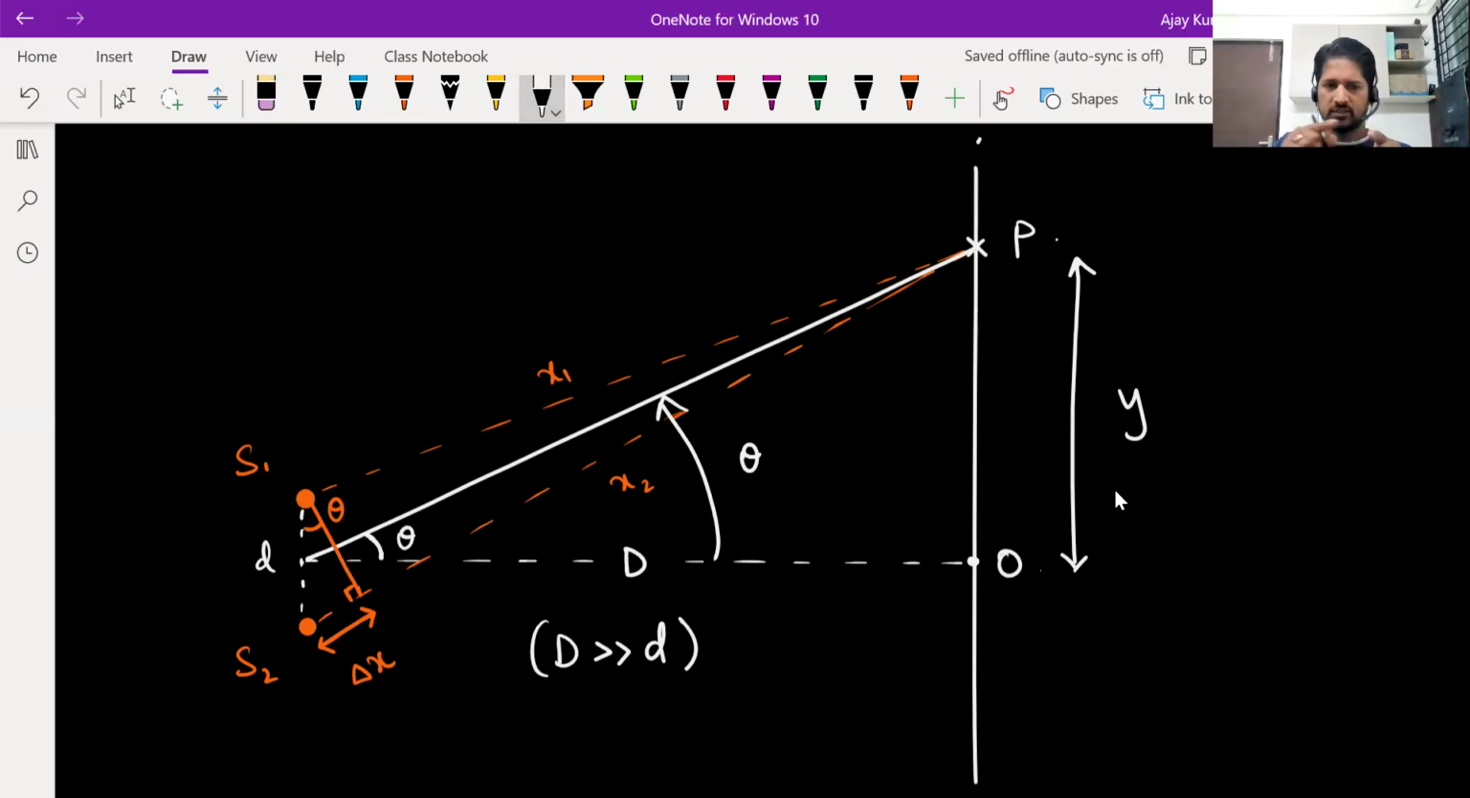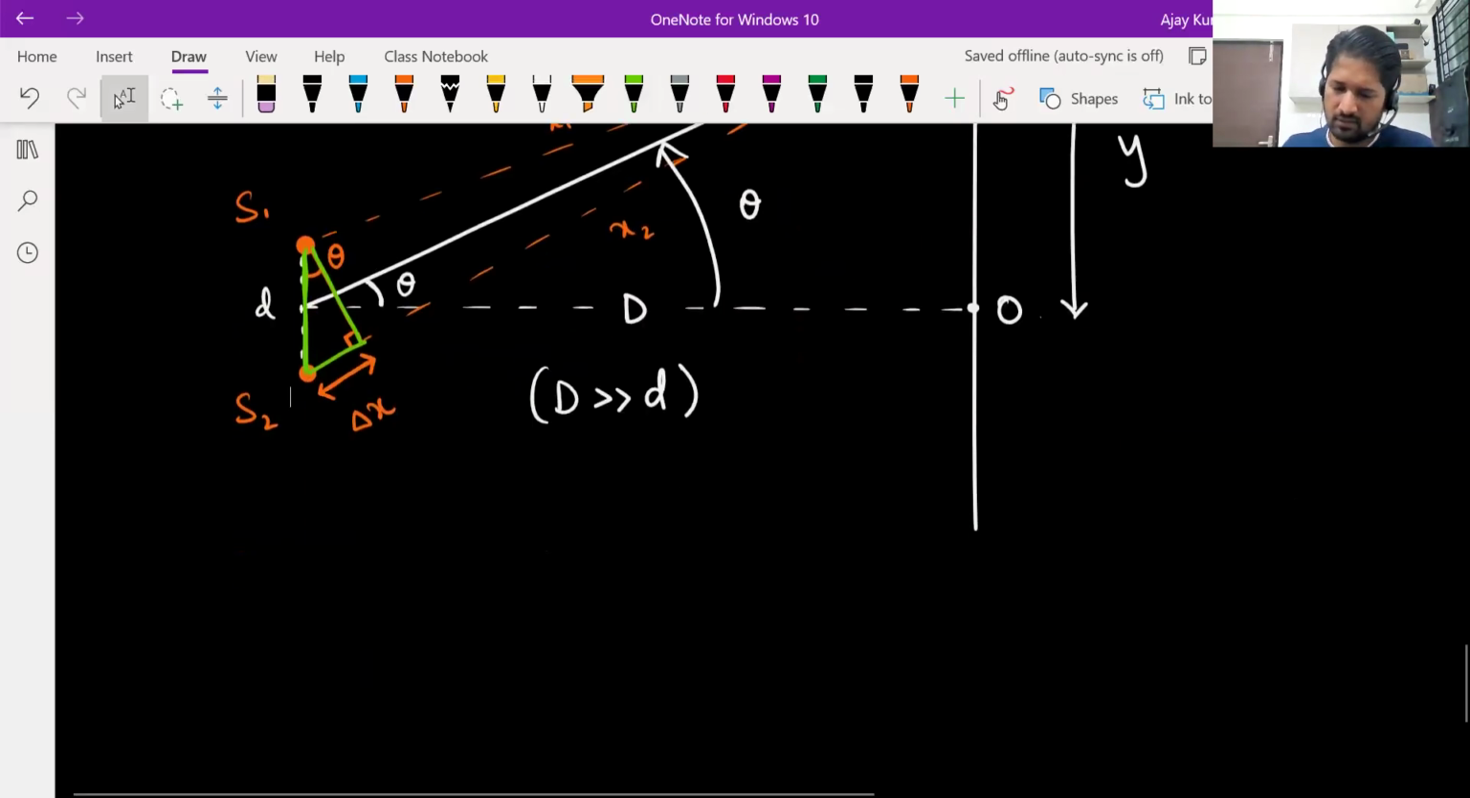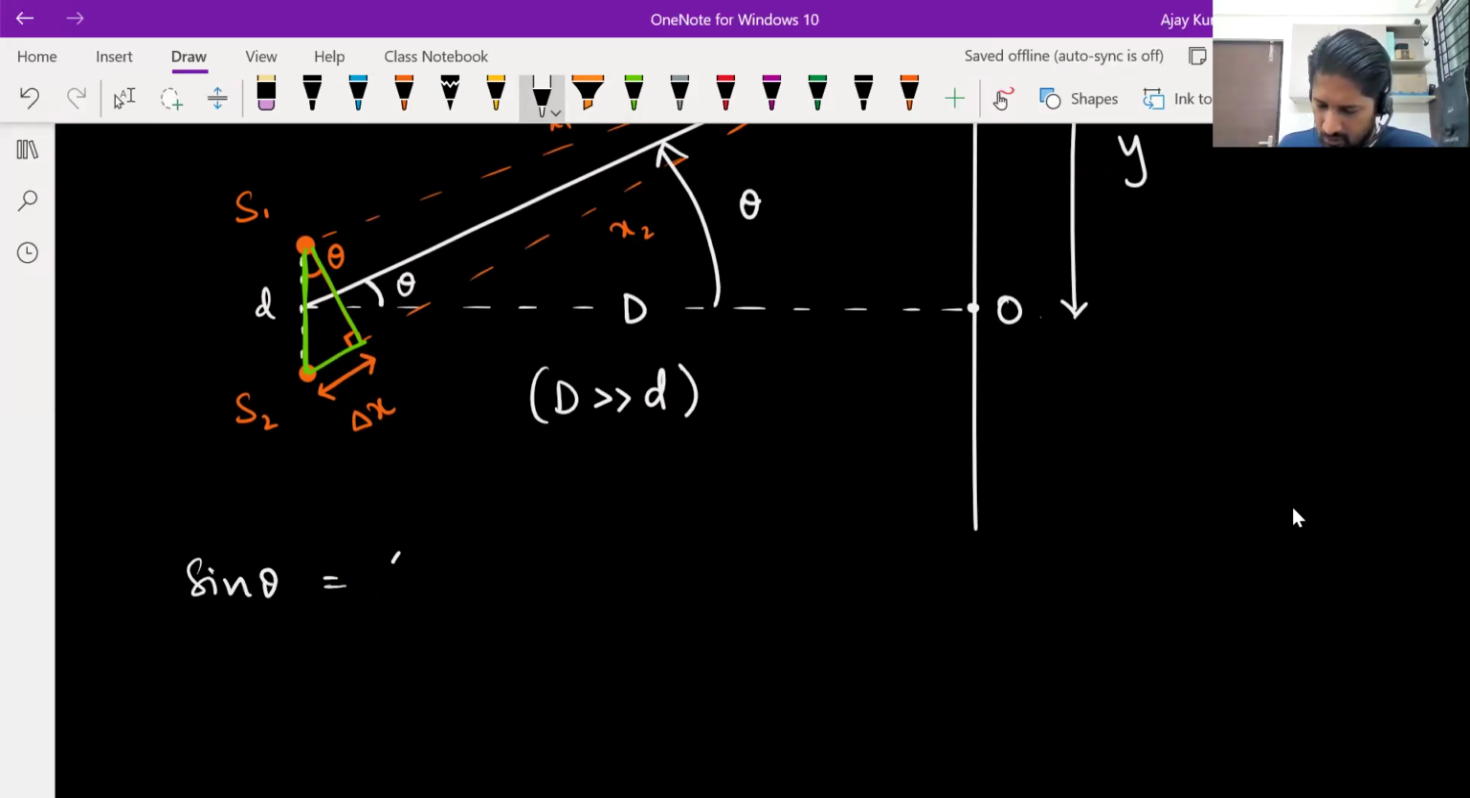Fine. Therefore, in the small right angle triangle that forms here, one angle is theta. The hypotenuse is small d, the distance between the sources. And the distance we are trying to find out is delta x. You can use simple trigonometry to relate these. Doing that, for theta, delta x is the opposite side and small d is the hypotenuse. Therefore, sine theta becomes delta x divided by d. That's all.